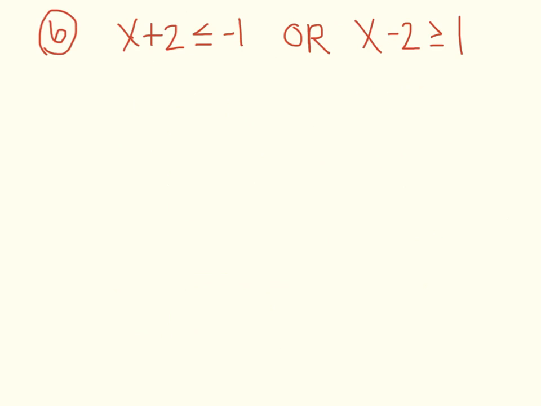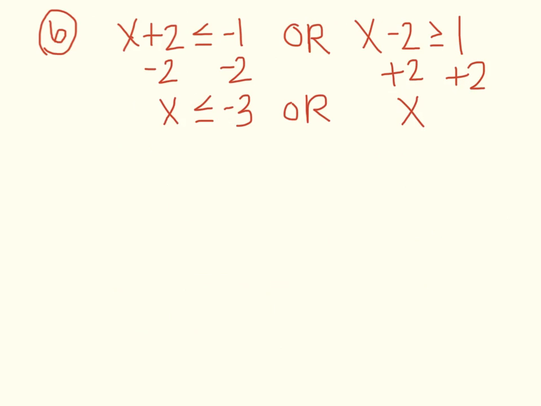Our last example is an example of an OR statement. So what you're going to do is solve these both individually, and then you're going to graph it on a number line. So if I solve the first part, I'm going to subtract 2 from both sides. So I have x is less than or equal to -3, or I'm going to solve the part on the right, so I'm going to add 2 to both sides. So x is greater than or equal to 3.